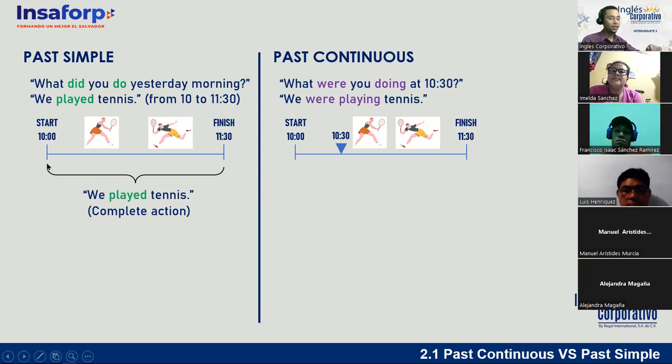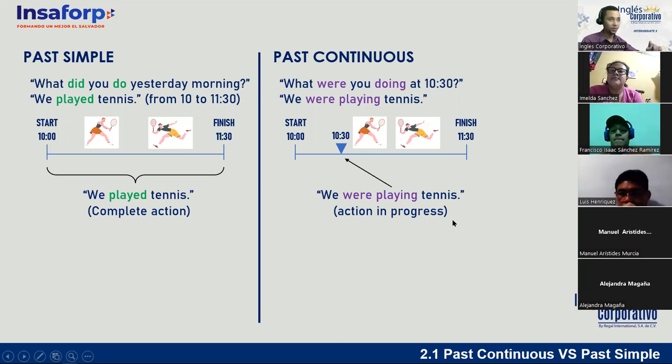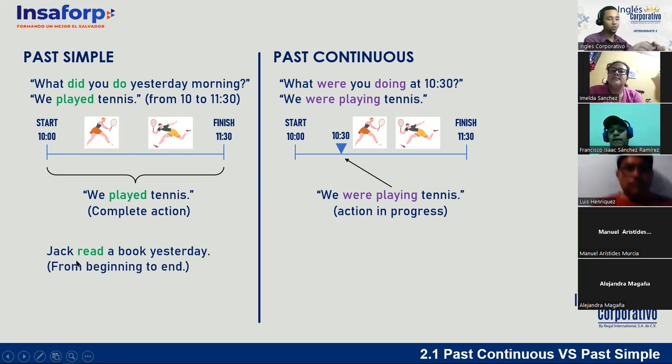So when I say we played tennis, that's a complete action. But when we say we were playing tennis, that was an action in progress in a specific moment in the past. So you have some examples here. Jack read a book yesterday. Okay, that means from beginning till the end, from page number one to page 200. So he read a complete book. If somebody tells you, I read a book yesterday, that means the whole book.